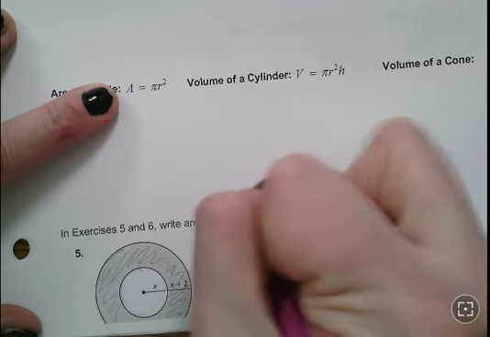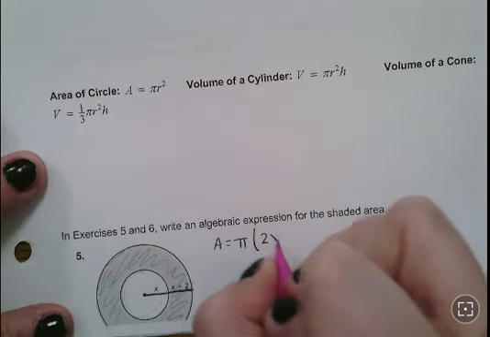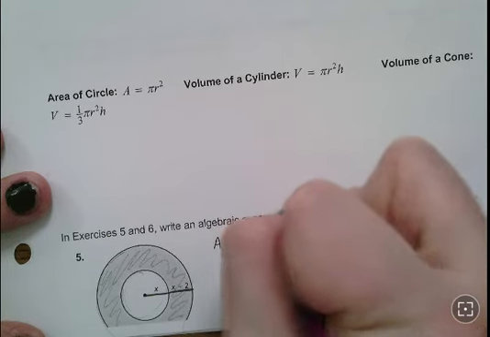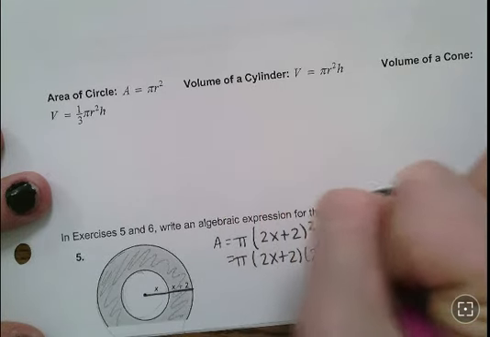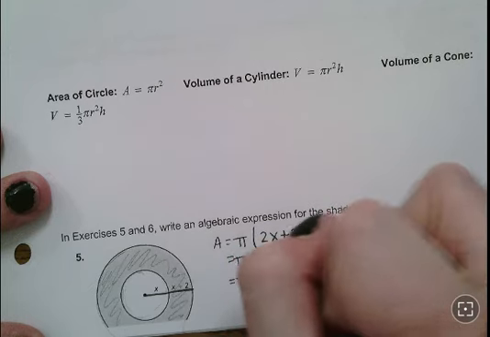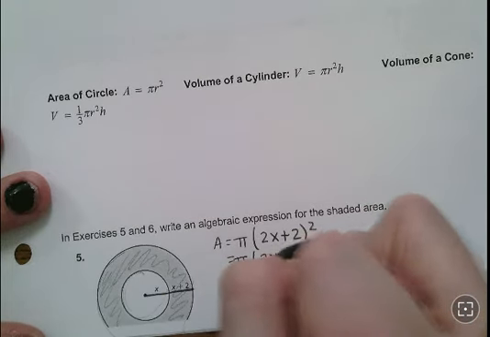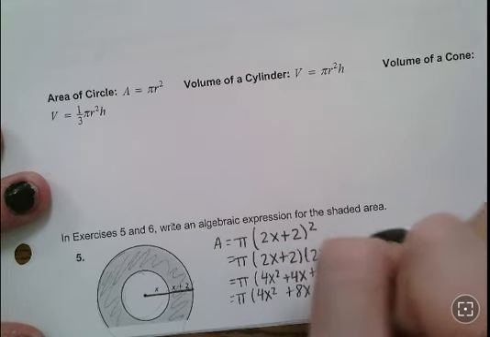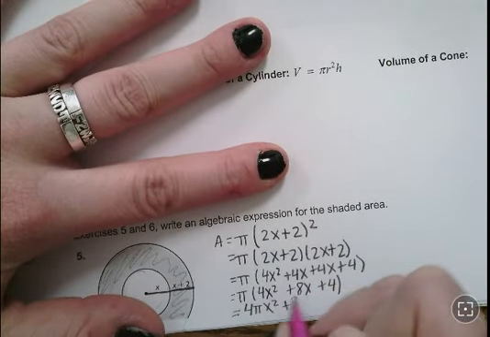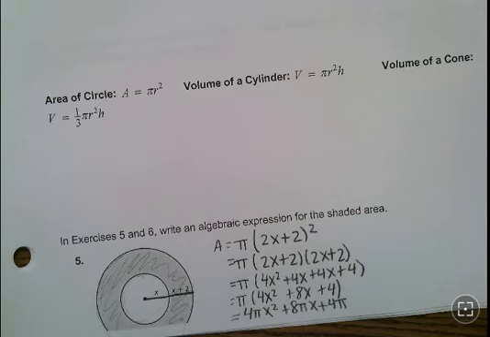So the area of the big circle is going to be pi times the radius. Well, the radius is this entire thing, and that is going to be 2x plus 2, squared. If we write that out, that's 2x plus 2 times 2x plus 2, which if you FOIL turns out to be 4x squared plus 4x plus 4x plus 4, which is 4x squared plus 8x plus 4. Then you distribute that pi, so you're left with 4 pi x squared plus 8 pi x plus 4 pi. That's the area of the big circle.